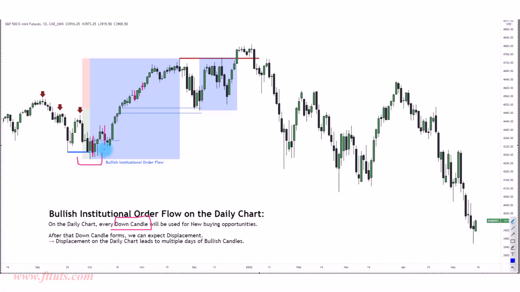Displacement on the daily chart leads to multiple days of bullish candles. So we can see 1, 2, 3 bullish candles here, displacement, bullish candles here, displacement here, displacement here. So whenever we have down candles, what follows is displacement. And we can expect this to happen when the long-term low is in. This is all just institutional order flow on the daily chart. And if we look to the left, resistance levels, they're going to break. They're all going to break, since bullish institutional order flow is the key here.